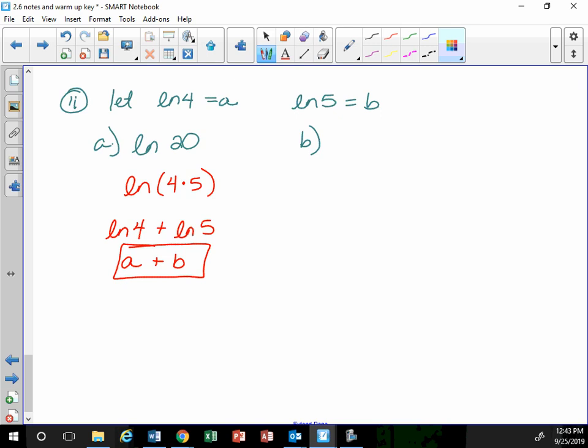Let's try natural log of 100. Let's try natural log of 0.25. All right, we'll just do those two for right now.